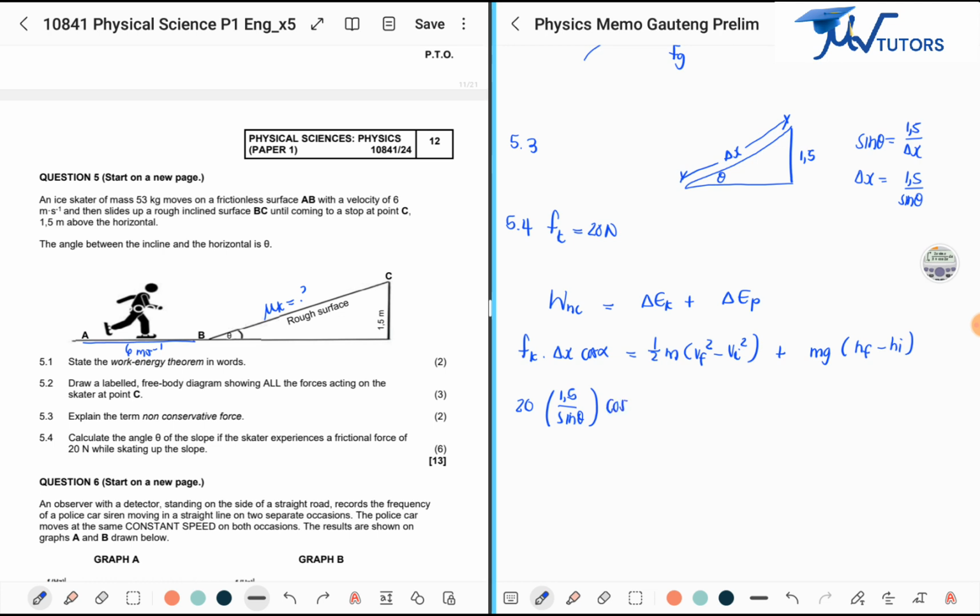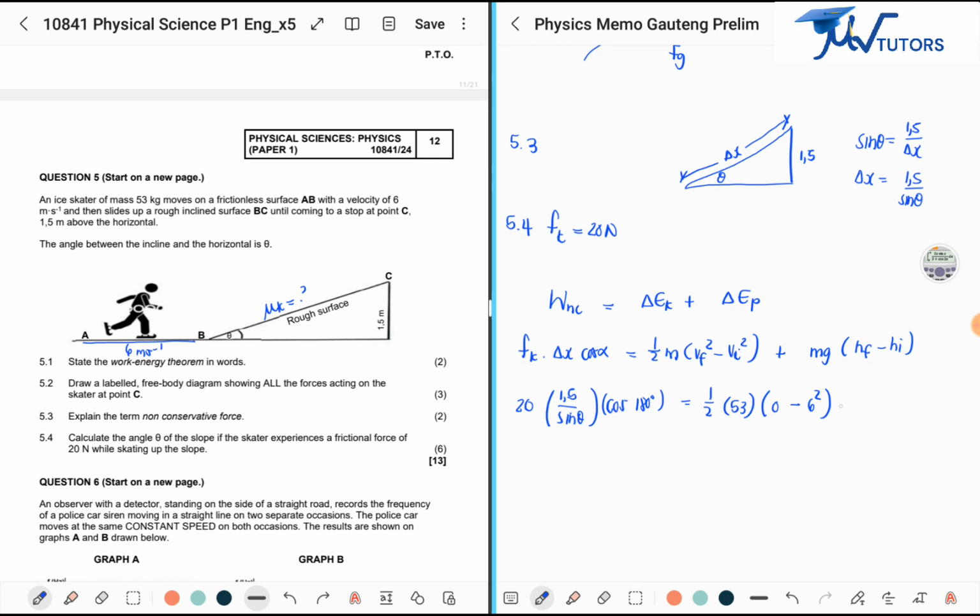Remember this non-conservative force, friction always acts in the opposite direction of motion. So then it will be 180 degrees. Then we have half the mass. The mass of the skater is 53 kilograms. The final velocity will be 0 because she comes to a standstill. He or she. Alright, and then the initial velocity is 6.